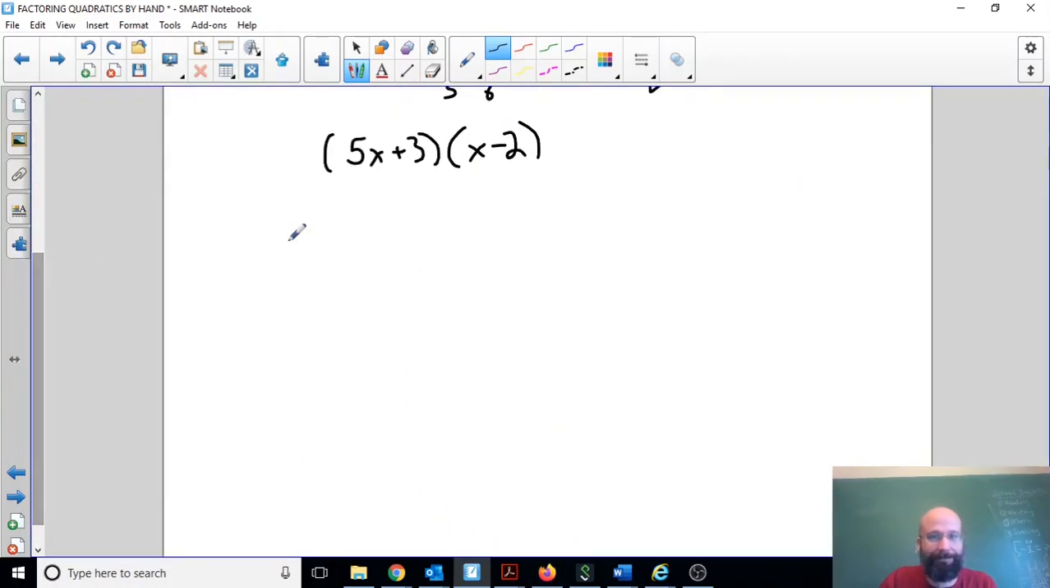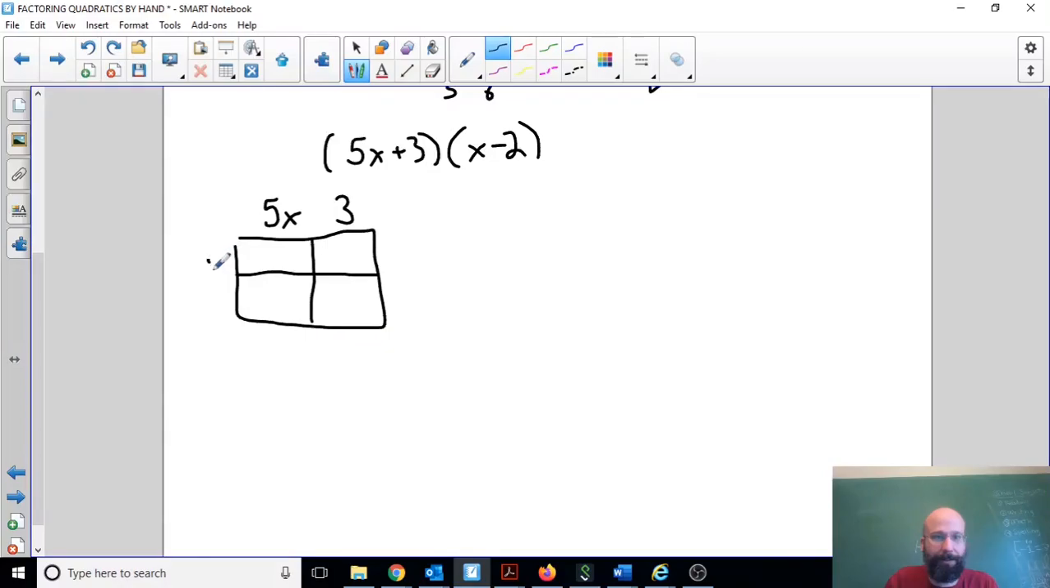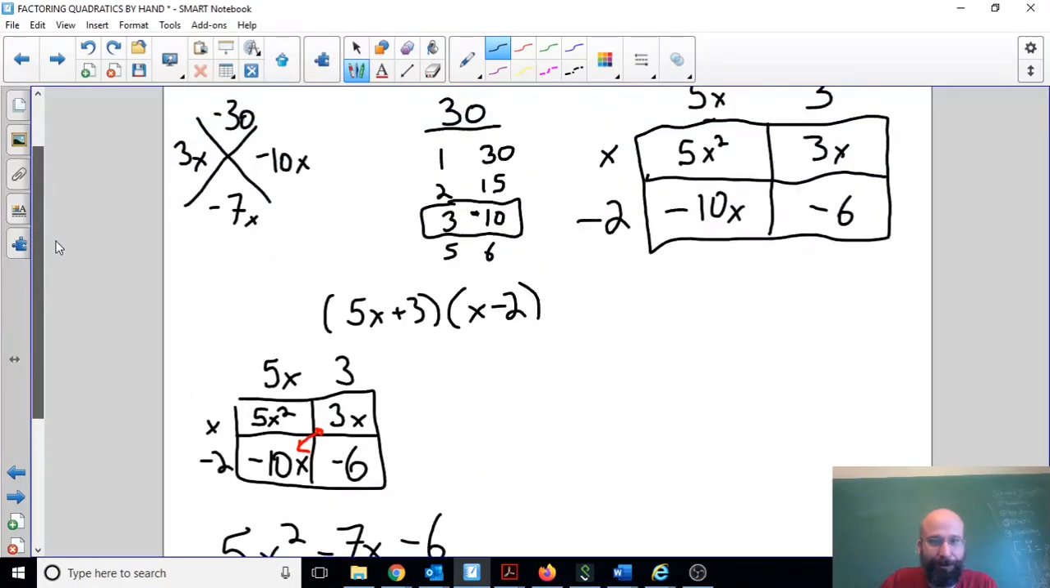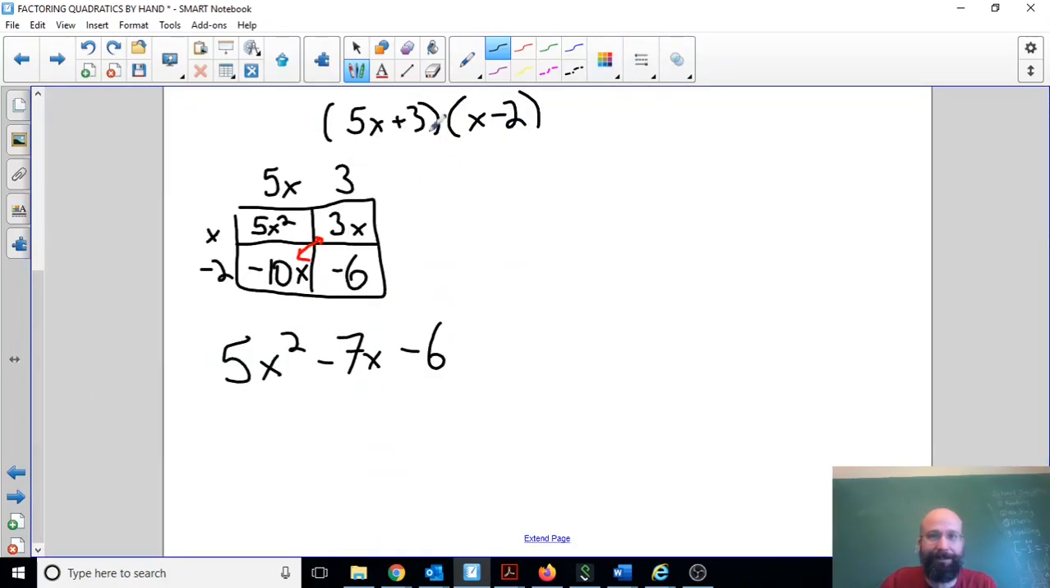because I want you guys to check it. So I'm going to put it in here, 5x and 3 and x minus 2. Multiply 5x squared, 3x, negative 10x, and negative 6. And then combine like terms. So there's nothing to combine with the 5x squared. Negative 10x plus 3x is negative 7x, and then minus 6. And I'm going to take what I have here and check it with the original problem, and it's the same. So I know that this is correctly factored.